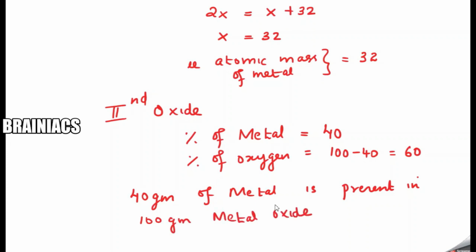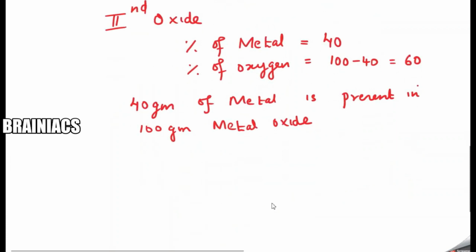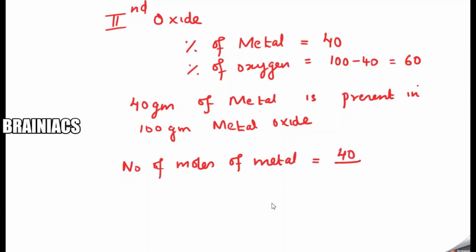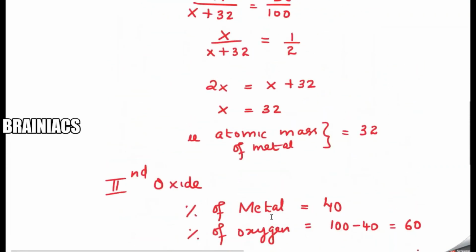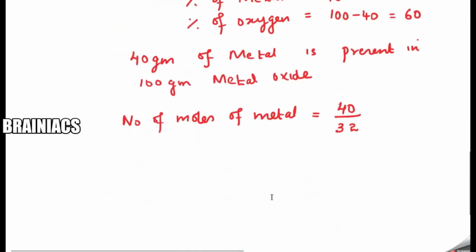Now let me calculate the number of moles of the metal. So number of moles of metal is equal to what actually? Given mass, that is 40 gram, divided by atomic mass. So the atomic mass we have calculated as 32, because the metal remains the same. So in our first calculation we have calculated it as 32. So what is this value? We can cut with 8. 8 into 5 is 40. 8 into 4 is 32. Correct. So it is 5 by 4.